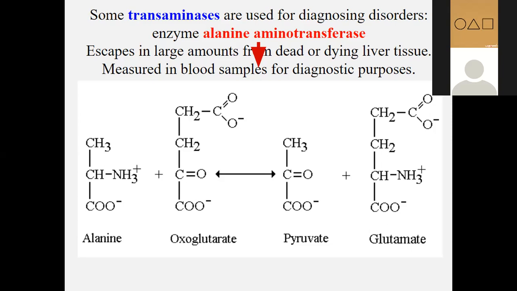Okay? So for example, in your liver, since in the liver you transaminate, or you transfer the NH3 group to alanine, if that is detected in your blood, it means you are releasing the enzyme alanine aminotransferase into the blood, meaning you have dead or dying liver tissue. Okay? So that is used for diagnostic purposes. It is indicative that you have dead or dying liver tissue if it is released in the blood, because it should only be in the liver.